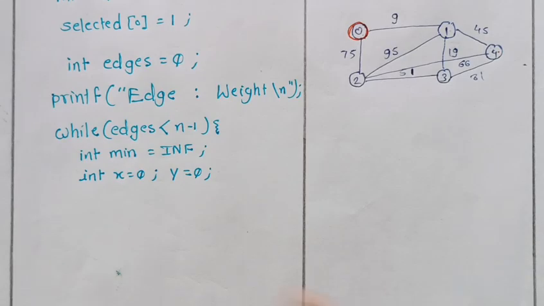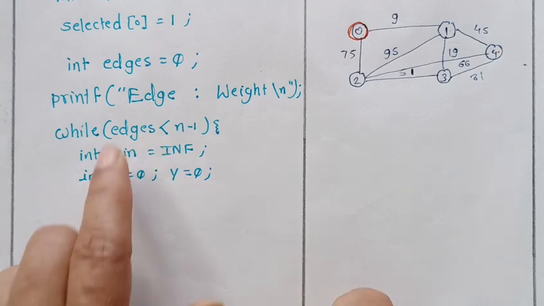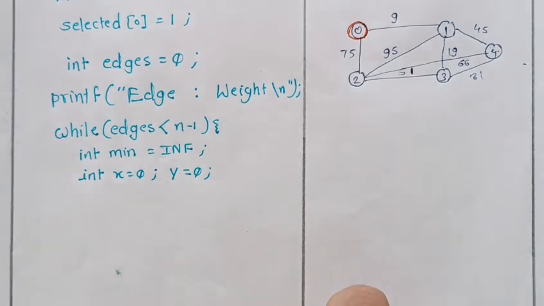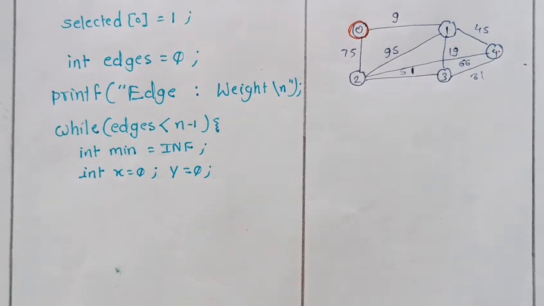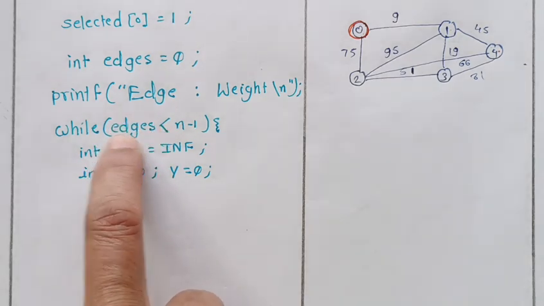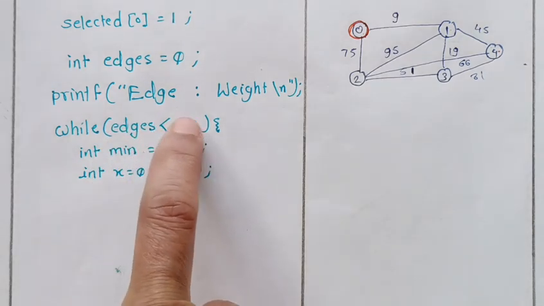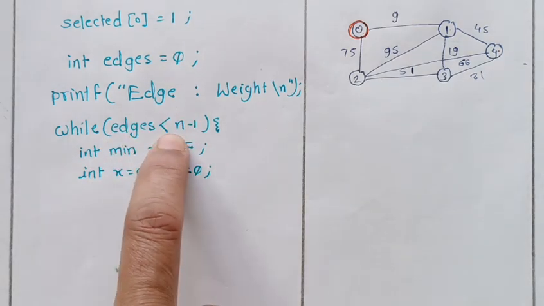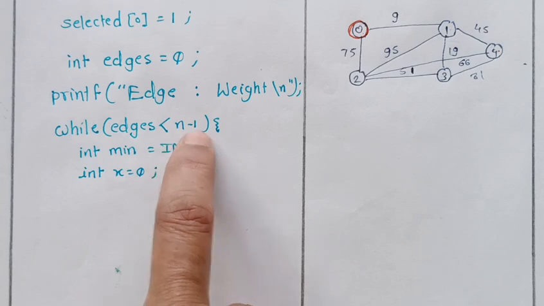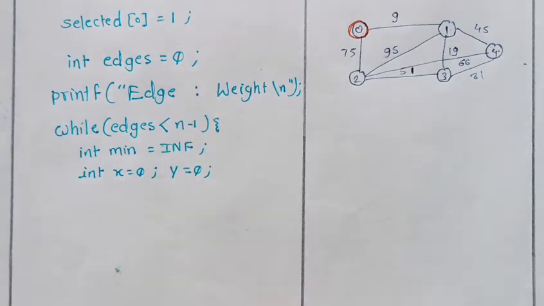Okay, so here you can see the while loop: edges is less than n minus 1. If we are using 5 nodes, then edges should be only 4. So edges is less than n minus 1. Suppose n is 5, then edges should be less than what? 5 here. 4 will come.